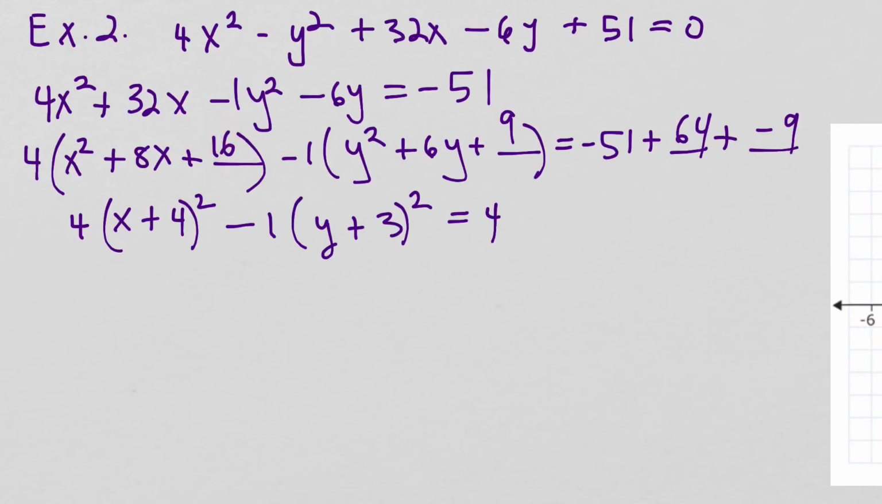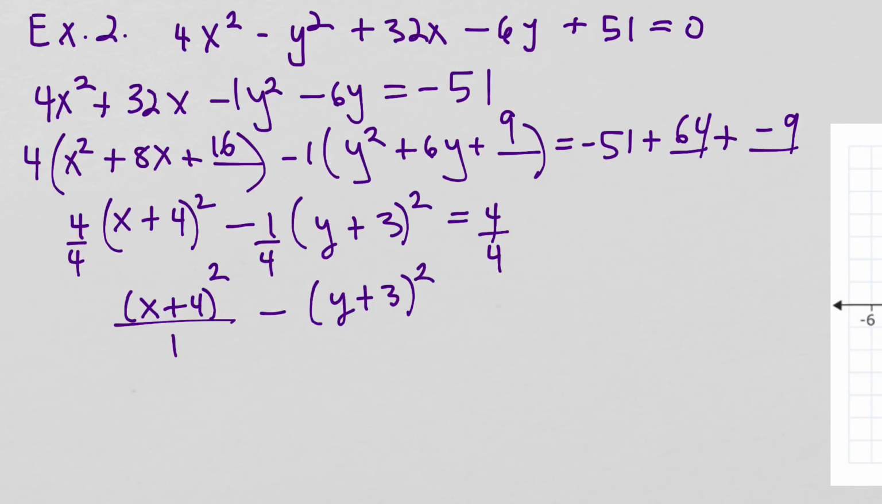So square root of 16 is 4, square root of x squared is x, square root of y squared is y, square root of 9 is 3. These numbers all added up to 4. So for standard form of the equation, I'm going to divide through by 4. So that gives me x plus 4 squared over 1, I'll just write my 1, minus y plus 3 squared over 4 equals 1. Alright, so I have it in standard form.